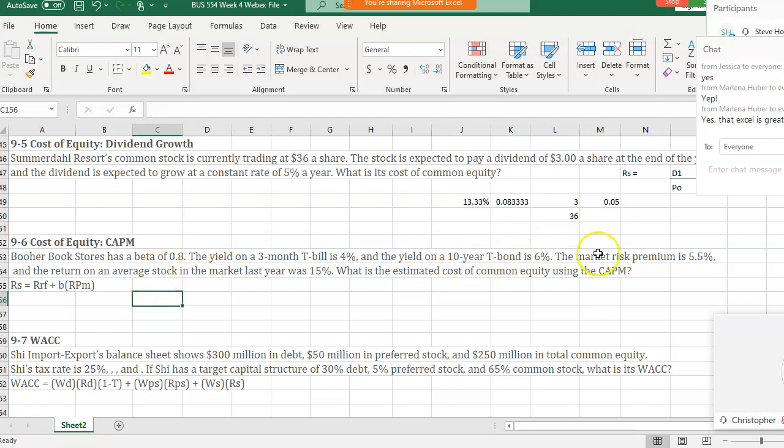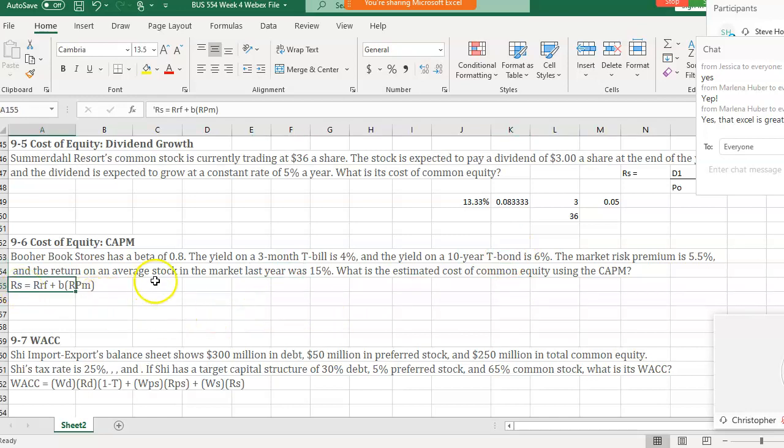Then it mentioned two different treasury rates. T-bills are short-term, and T-bonds are long-term. When we're looking at the CAPM formula, the risk-free rate should be based on 10-year T-bonds. They're giving us the 3-month T-bill just as a way to get us off track. We want to focus on using the T-bonds, the 6%.